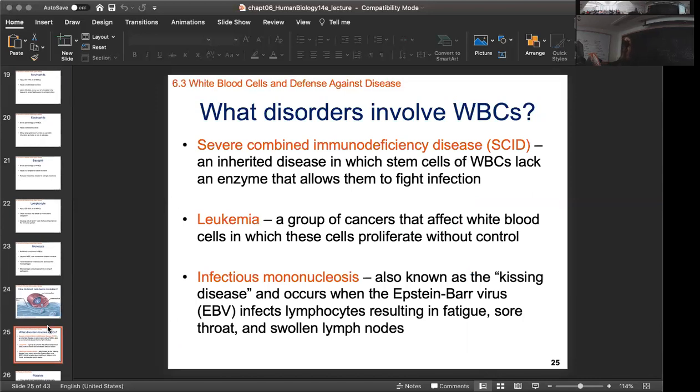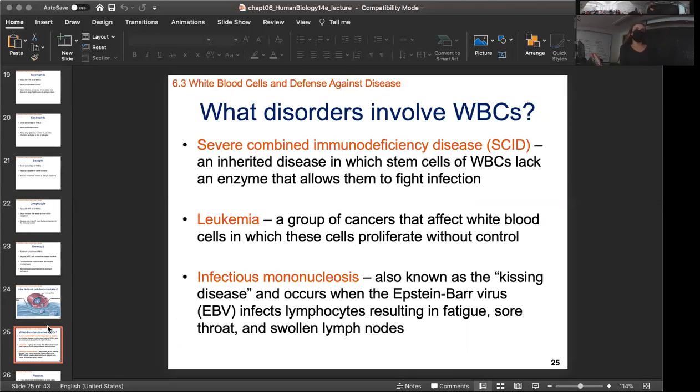Okay, some disorders of white blood cells. The one in the middle seems to be fairly common. That's leukemia. It's a group of cancers that affect the white blood cells, which can proliferate without control.